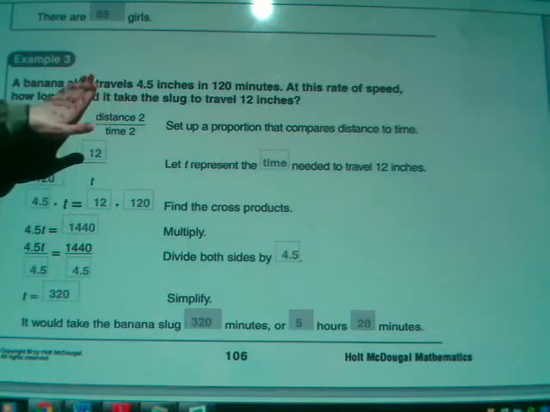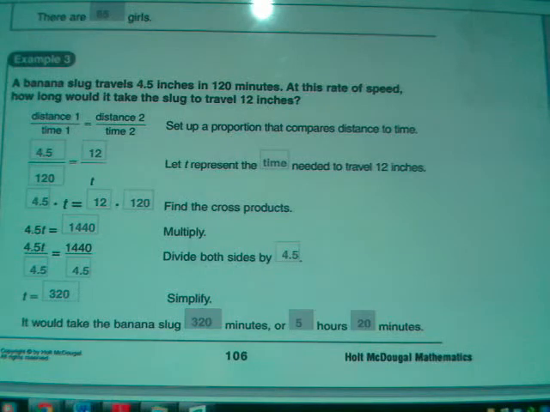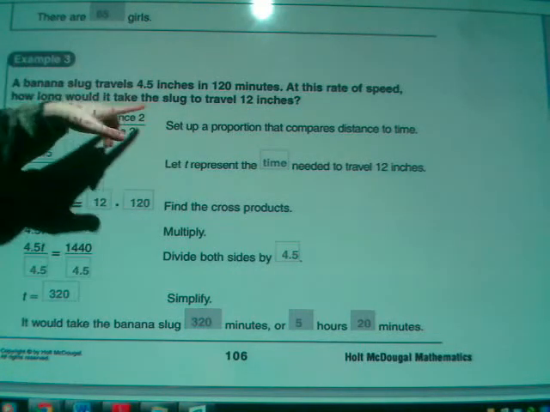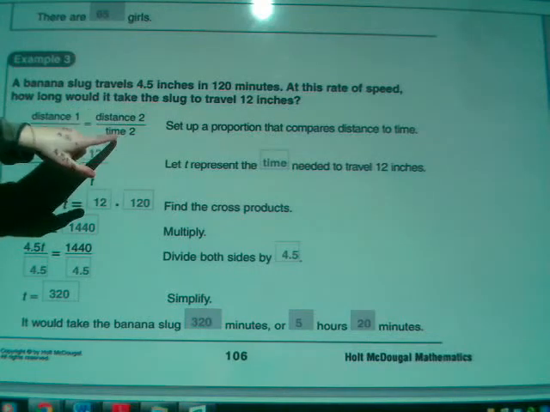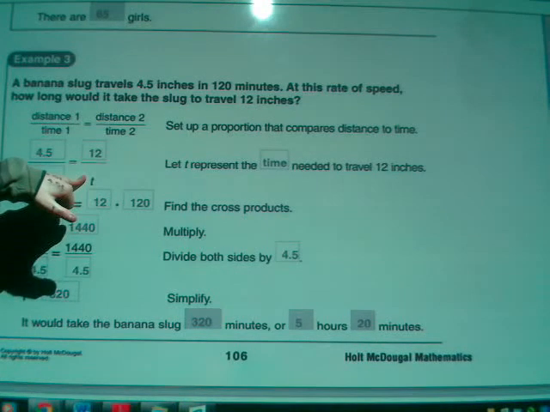So they said in the first sentence that the slug travels 4.5 inches in 120 minutes. So they wrote 4.5 inches over 120 minutes, the distance being compared to the time. Now they want us to write another fraction that compares distance and time. What they gave us is 12 inches, which is what's going to go up here. But down here where it says time, we don't know. So all we can write there is t, which is time.